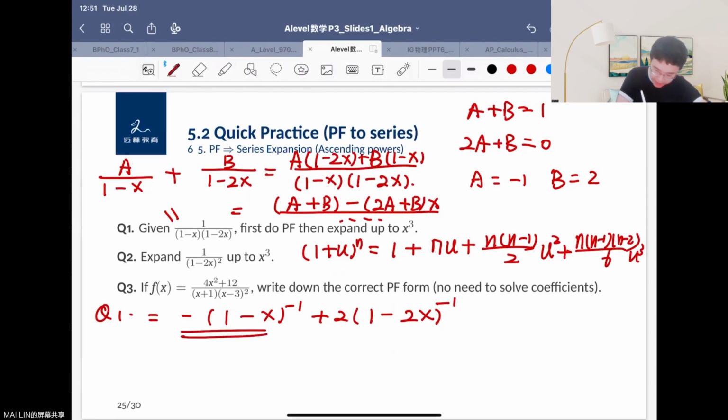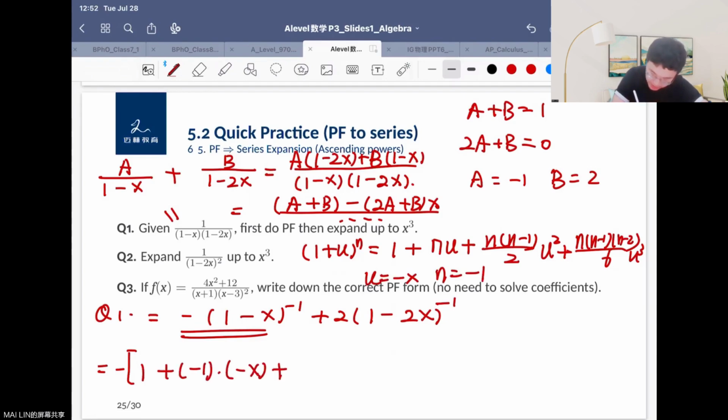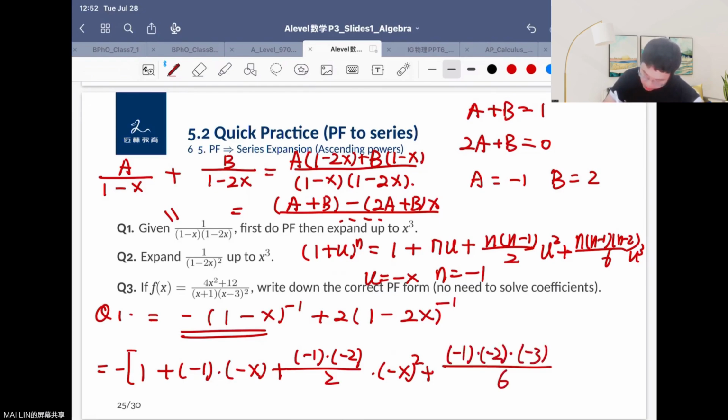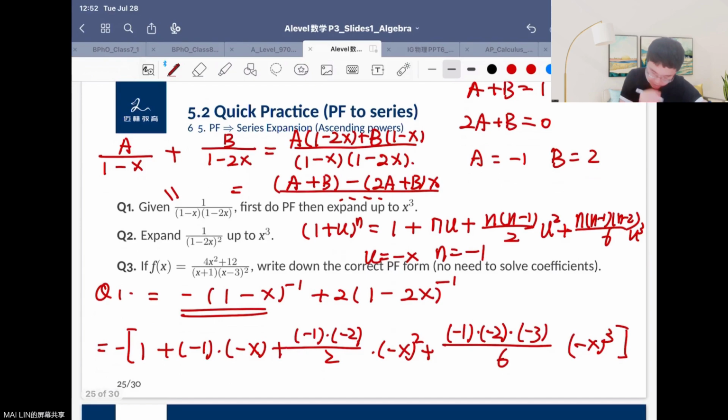So for the first term, we can set here u equals negative x and n equals negative 1, right? So it's 1, I guess, plus negative 1 times negative x, and plus negative 1 times negative 2 over 2 times negative x squared, and then plus negative 1 times negative 2 times negative 3 over 6 times negative x cubed, right? That is the first term. So we can simplify it. So the first term is 1, because we only need to expand up to x cubed, right?